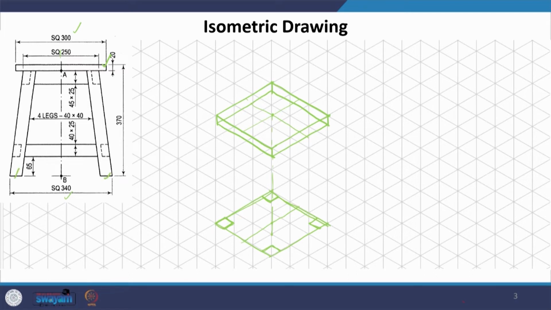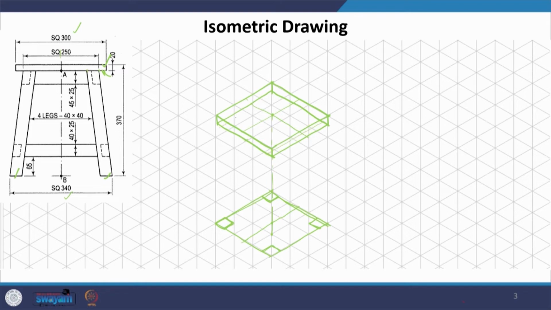Now, we have to know where the legs in the top are. Okay. That is what we are going to draw. So, this is a square of 250. Now, in this square which is here, exactly this square, we will draw a square of 250, where here we have taken it to be 300. So, the 250 will be 1/4 less than this. So, approximately here.